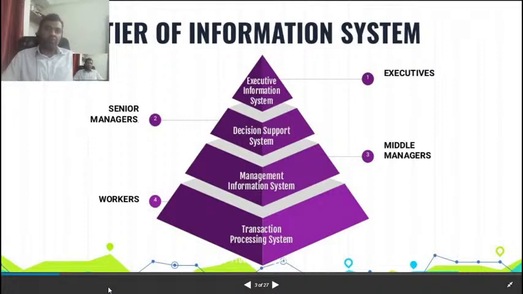So based on your problems and your level, you implement a different strategy, or you need a different kind of system. So this is the tier of information, and you have the kind of people who are using those levels.